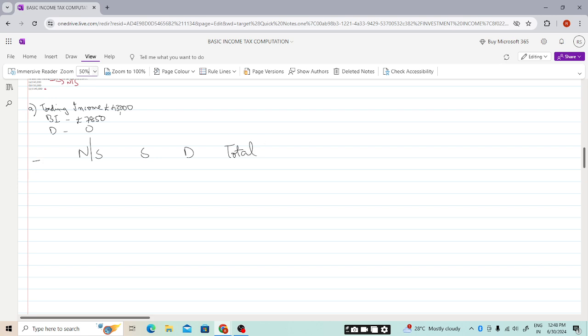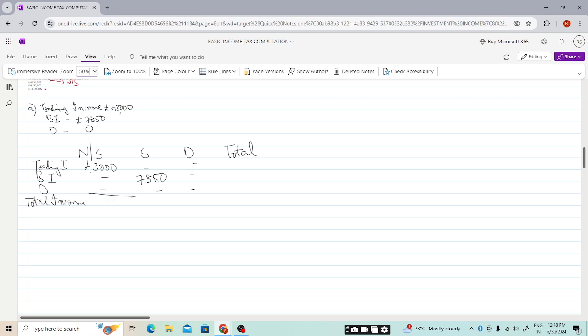So trading income, under which head will it fall? Under the non-saving, trading income 43,000 pounds. Bank interest under which head? Saving income, 7,850 pounds. Dividend, no information. So this will give rise to total income.